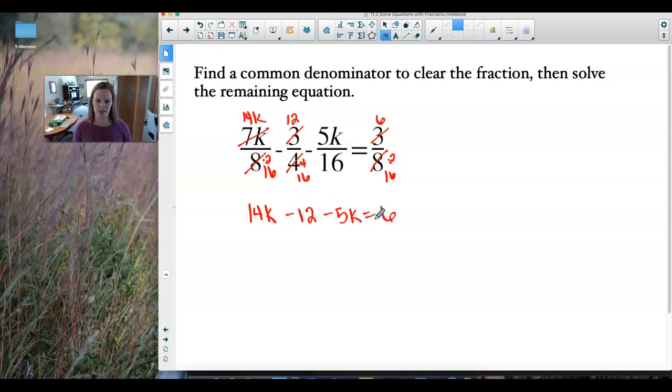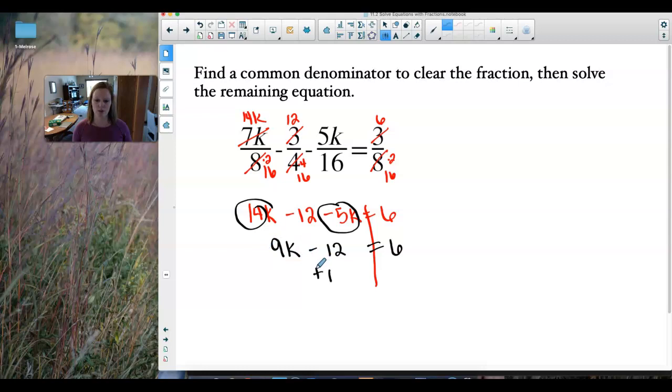Okay, be careful with the minus signs in there. And now we're going to solve this. We're going to start by combining like terms. So I'm going to combine the 14k and the negative 5k. So that is 9k minus 12 equals 6. Okay, now we want to keep the variable and its best friend together. So get rid of the minus 12 with a plus 12. And then we have 9k equals 18, and we can divide by 9, and you get k equals 2 as your answer.